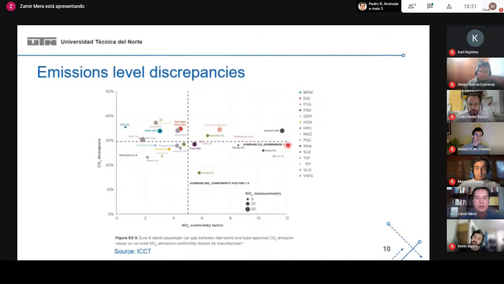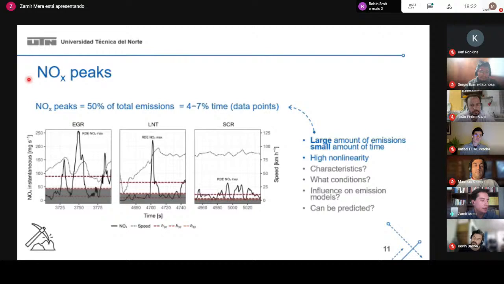What is the other aspect about noise emissions? We have noise emission peaks from the data that I used in Madrid and GRASS data taken from real driving tests. We analyzed the noise emission peaks, and about 50% of the total emissions are represented in only 4 to 7% of the time.